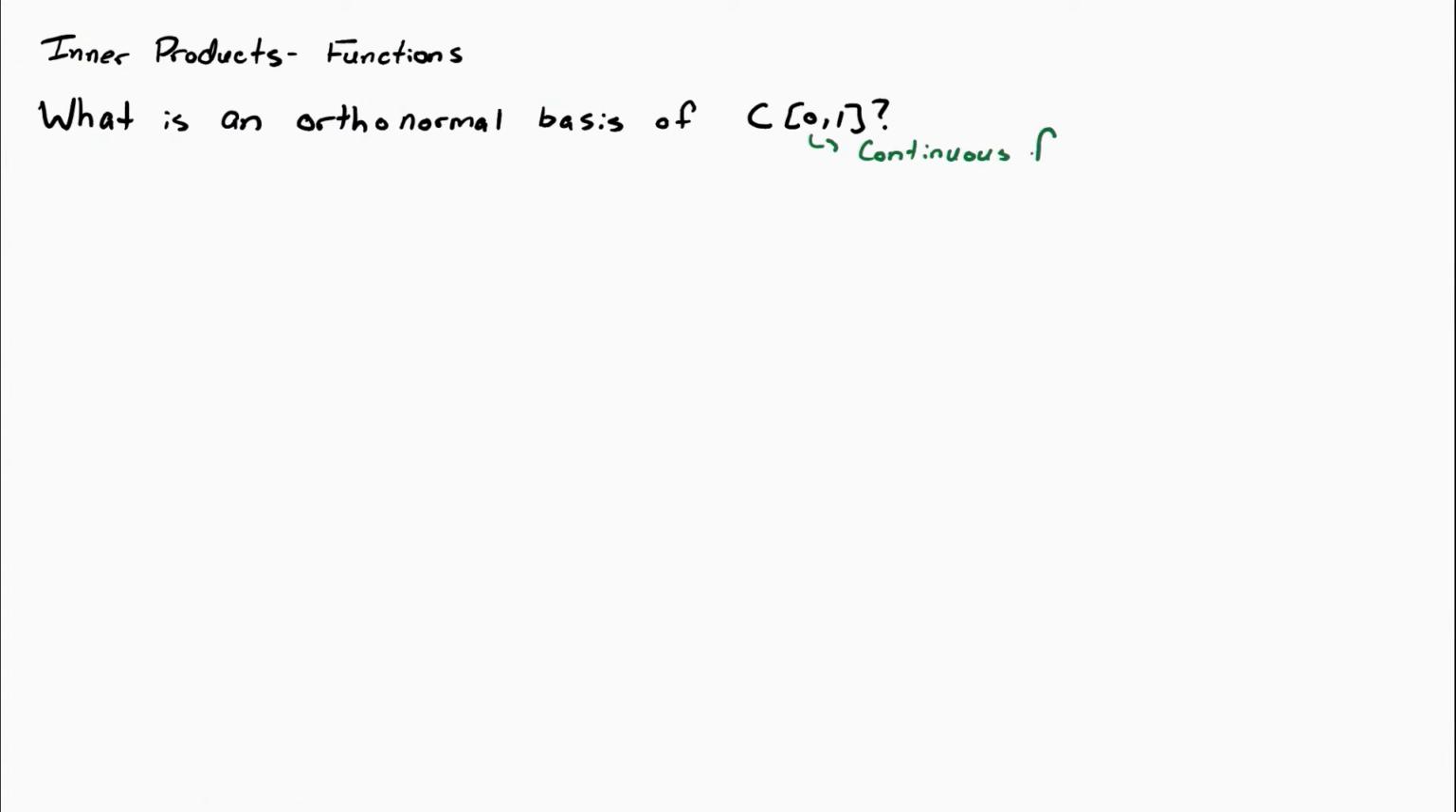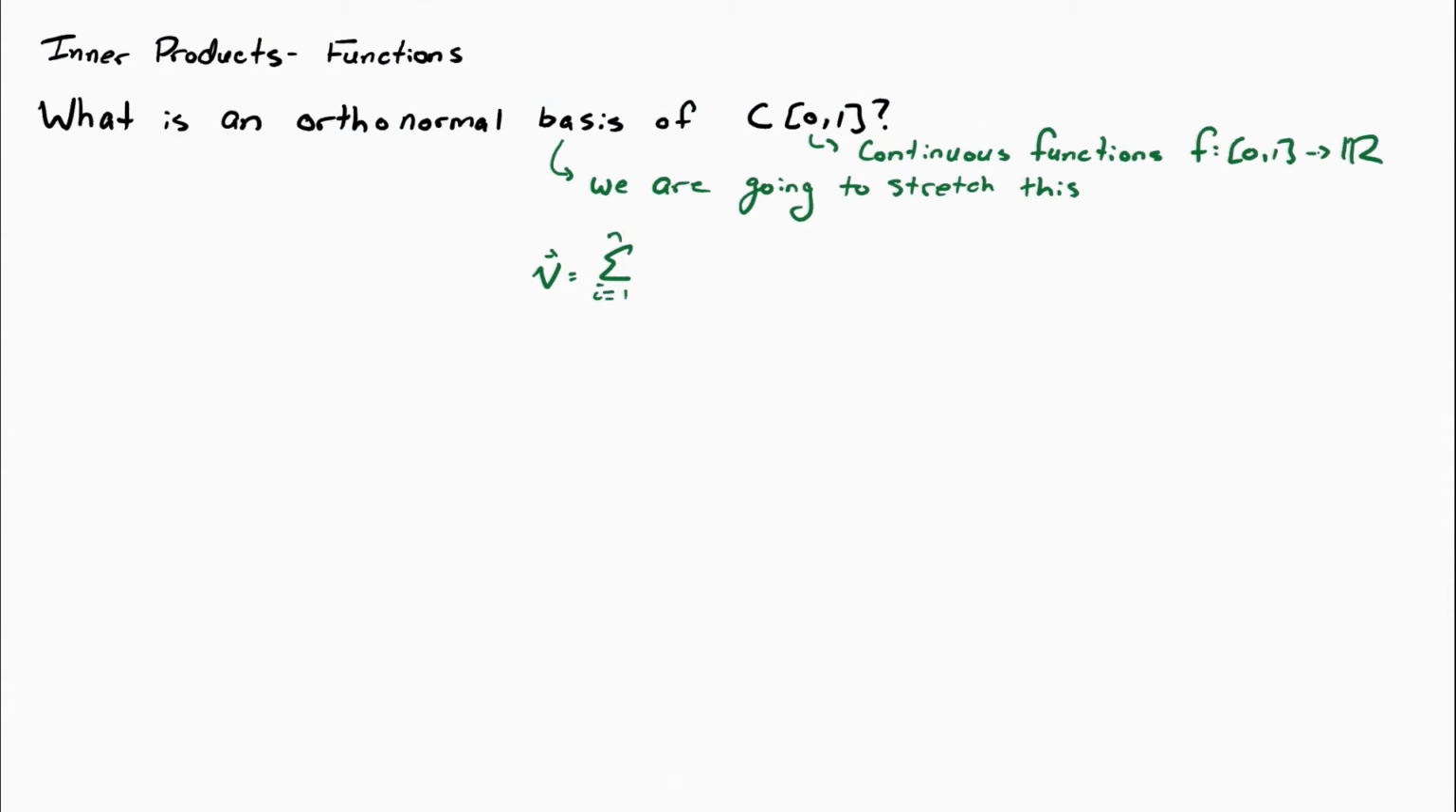That does raise the question, what is an orthonormal basis of C01? Recall that C01 is the continuous functions from 0, 1 to R. We have a little caveat. The word basis isn't going to work for us. We're going to need to stretch it. You see, for a basis, all the elements in a vector space can be written as a linear combination of the basis. But a linear combination, by definition, is finite.